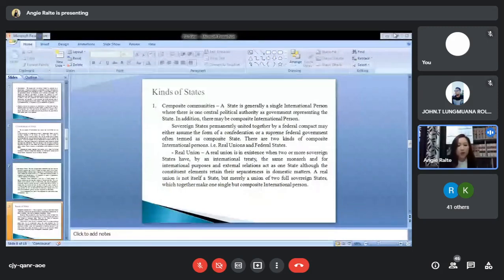So a real union we can call a state, but it is merely a union of two full sovereign states, which together make one single but composite international person. They unite, so those composite communities become one through their international treaty, and for external relations they act as a real union, one single composite international person.